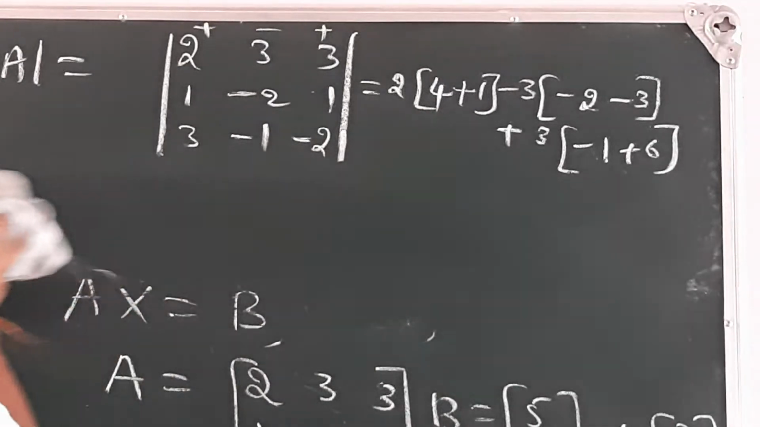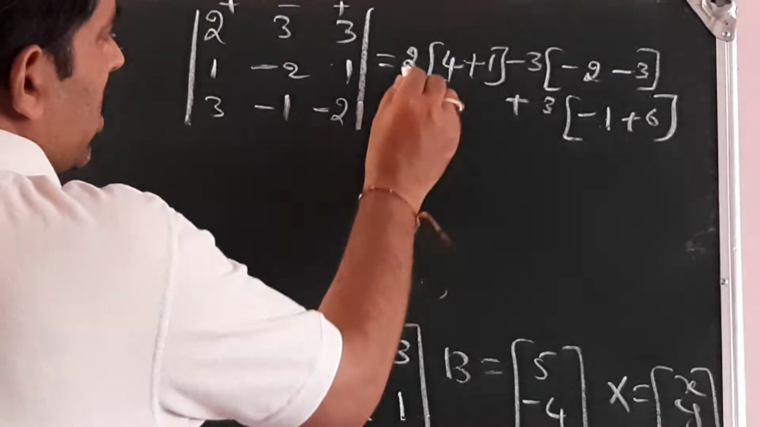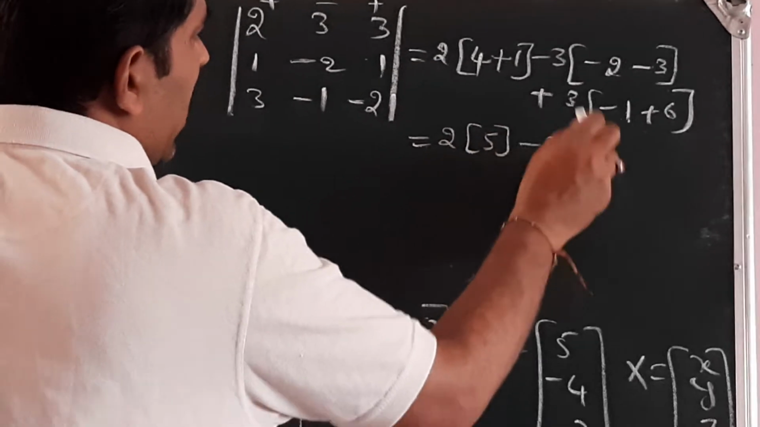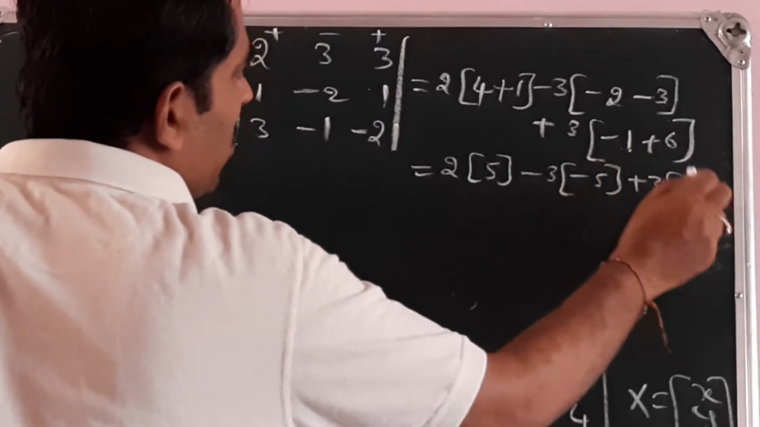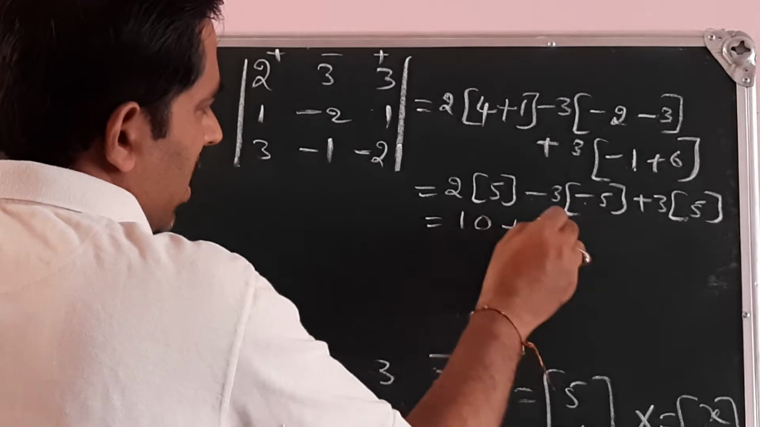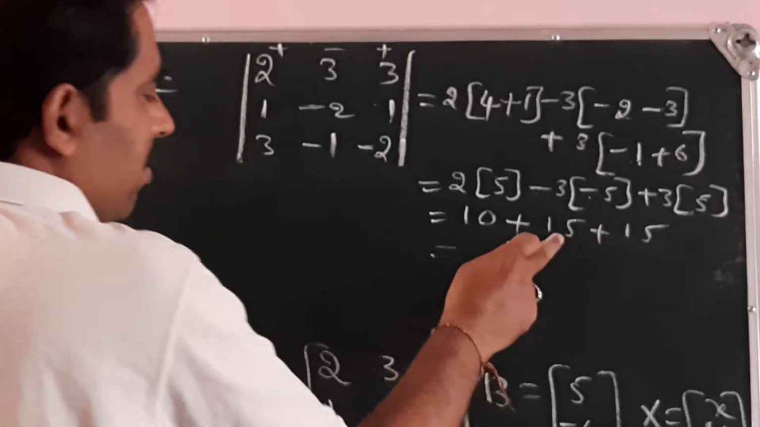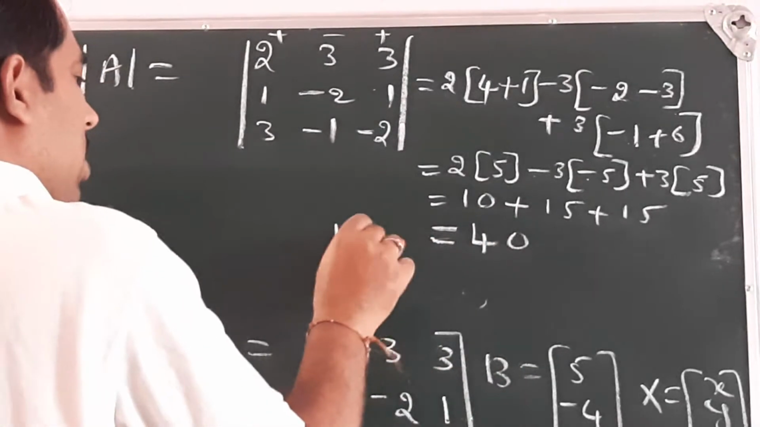So let us make the simplification there. 2 into 4 plus 1 is 5. Minus 3 into minus 2 minus 3 is minus 5. Plus 3 into minus 1 plus 6 is 5. So 2 into 5 is 10, minus into minus plus 15, plus 5 threes are 15. So 15 plus 15 is 30, 30 plus 10 is 40. The determinant of A is 40.